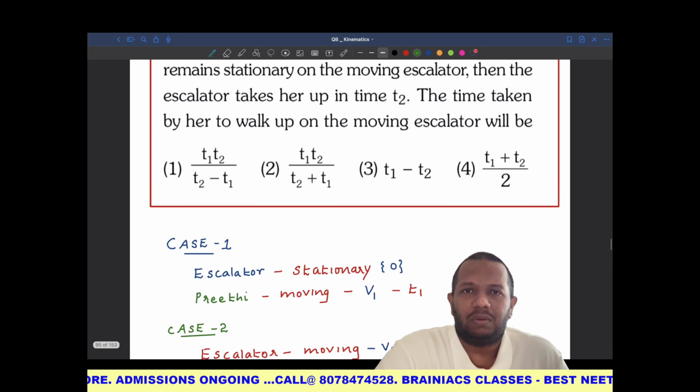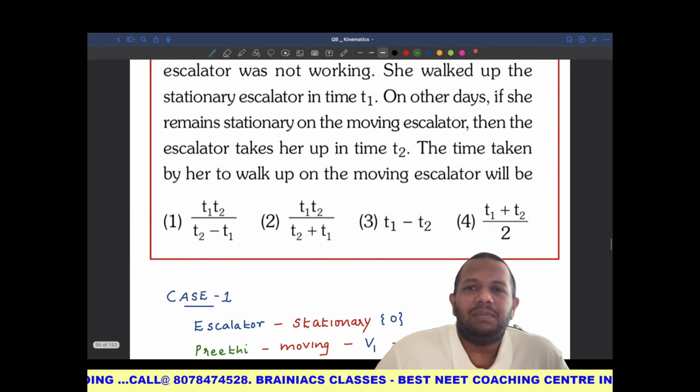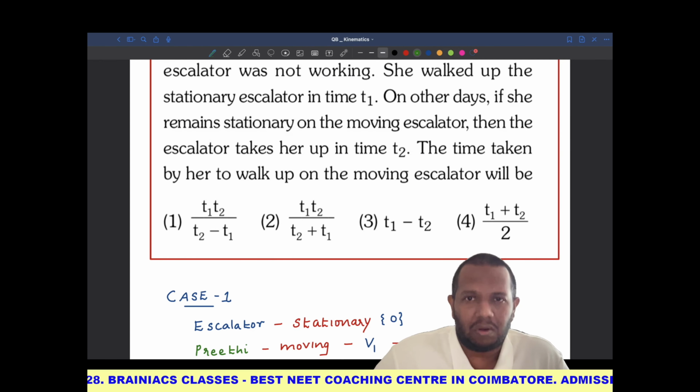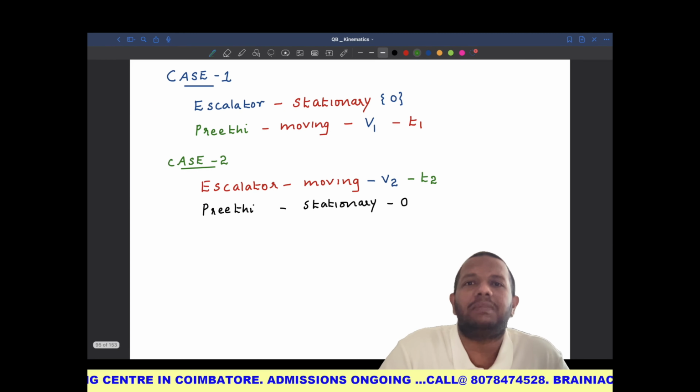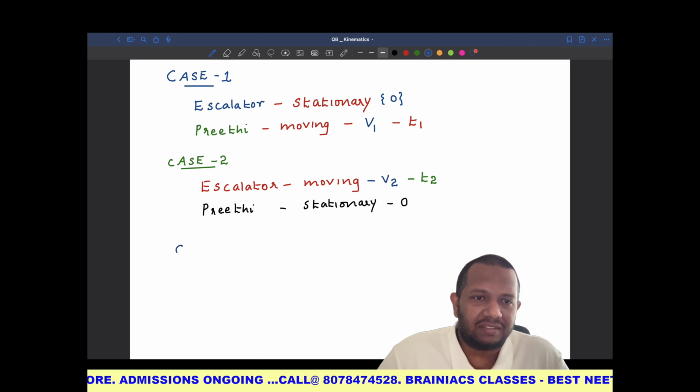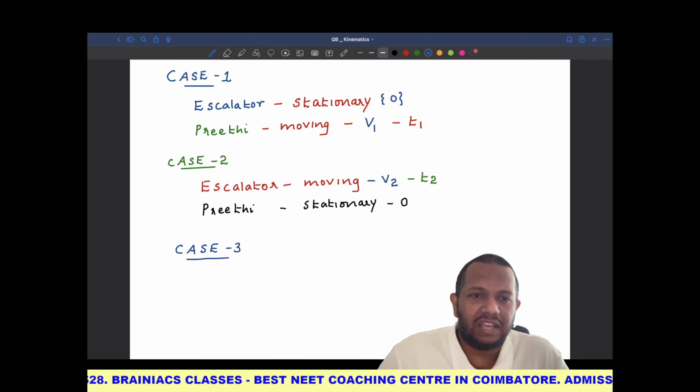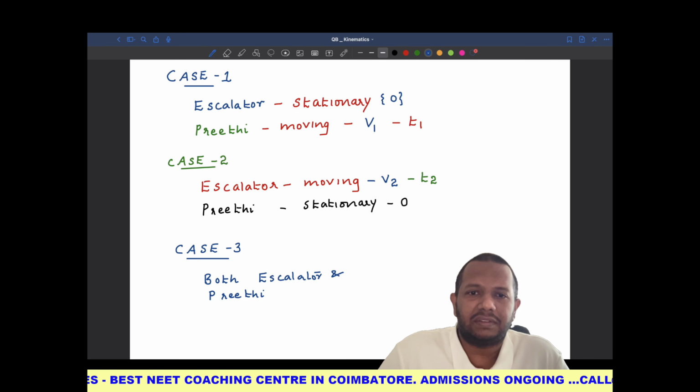Now what do we need to find out? The question asks for the time taken by her to walk up on the moving escalator. So case 3 is the case where both of them are moving. In case 3, both the escalator and Preeti are moving.